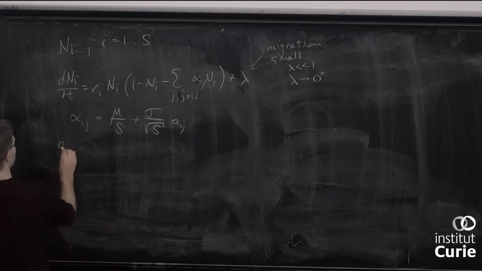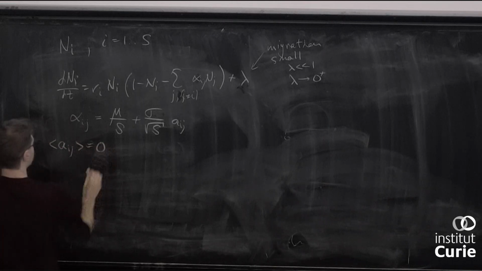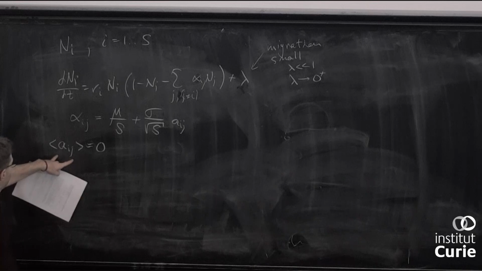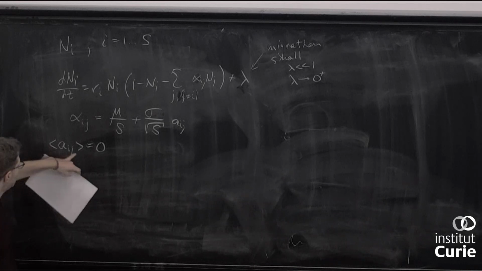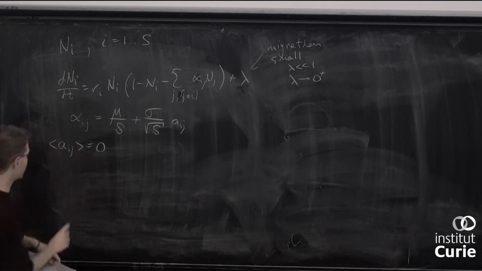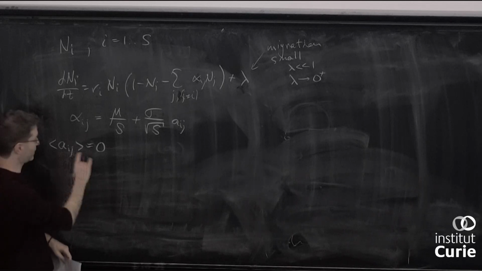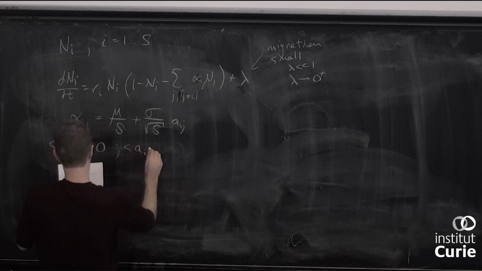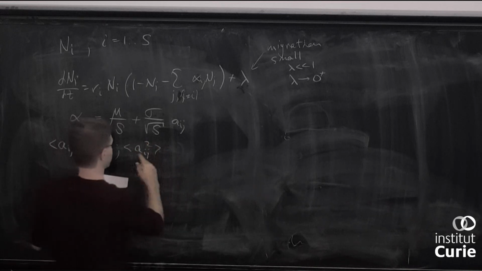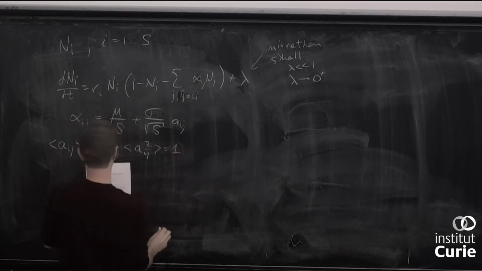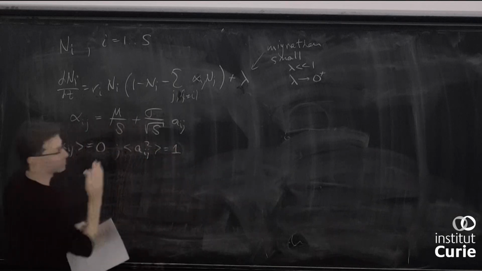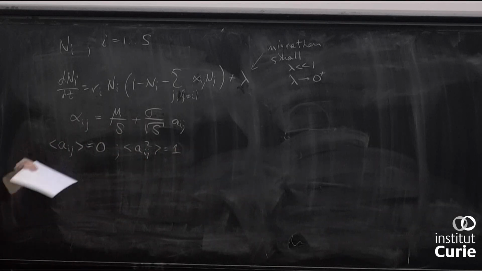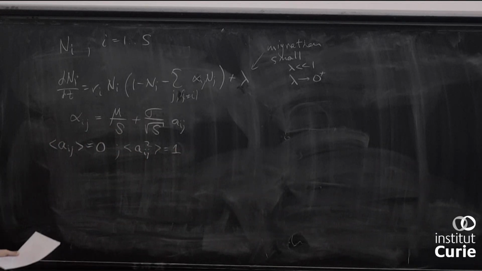So a_ij are numbers from some distribution, and I take them such that the mean, so these angular brackets are mean, so the mean of a_ij is 0, the variance of the a_ij is 1, it's just normalized, and they're independent of one another. Any two a_ij's are independent from one another.